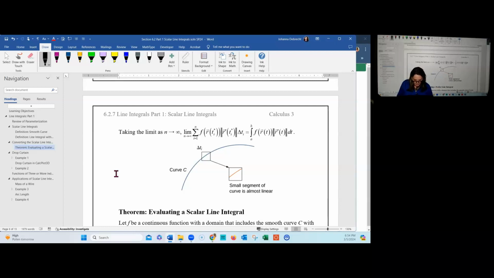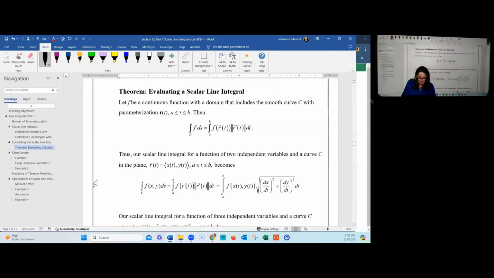Let's talk about evaluating. And again, this picture here is simply emphasizing that as you take smaller and smaller cuts, since it is a smooth curve, each little section becomes more and more linear, so we can approximate its arc length with the magnitude of the tangent vector over that small interval.